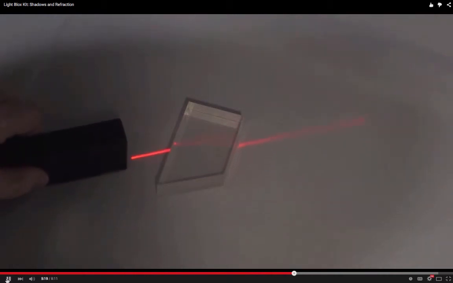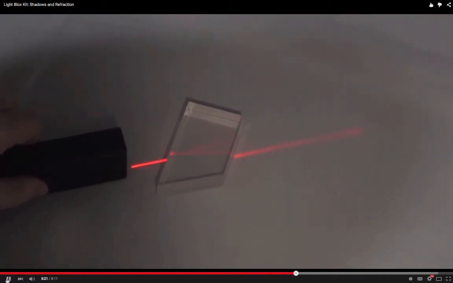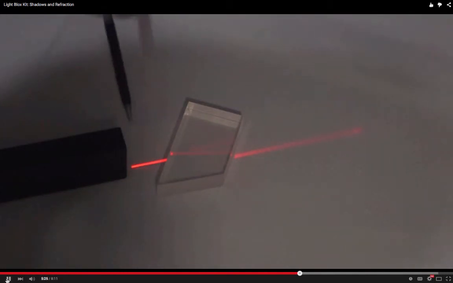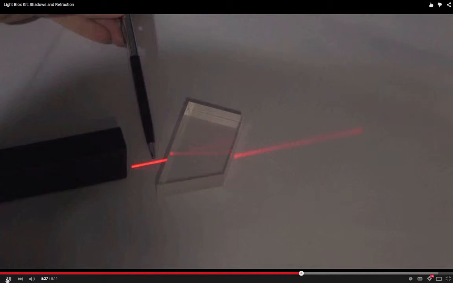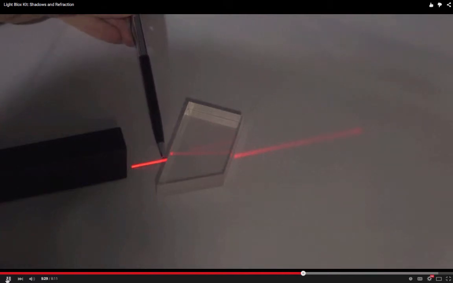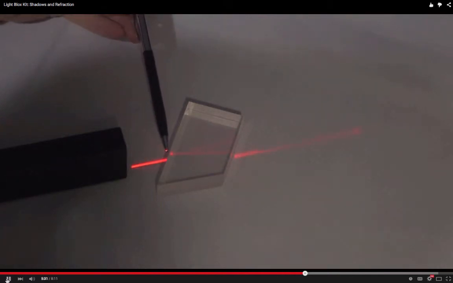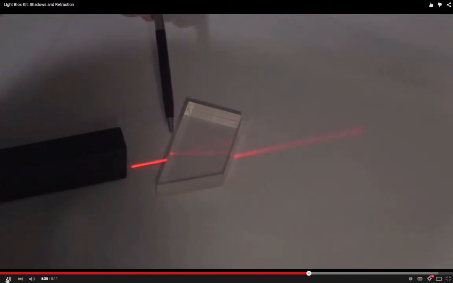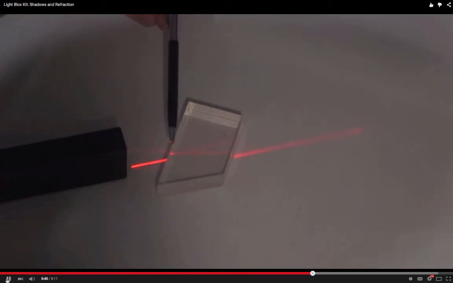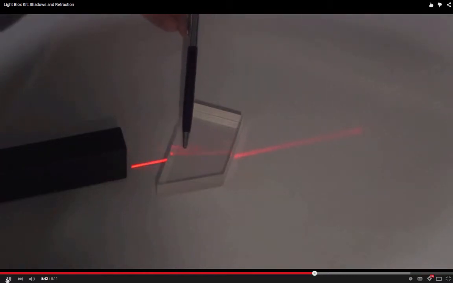But if you move it so that the light is coming in at an angle, you'll see that the light comes in as a straight line, and then that straight line appears to kind of bend or even almost break and jump over, and it's passing through the acrylic at a different angle, and then when it leaves the acrylic, it goes back to the original angle that it was coming in at.